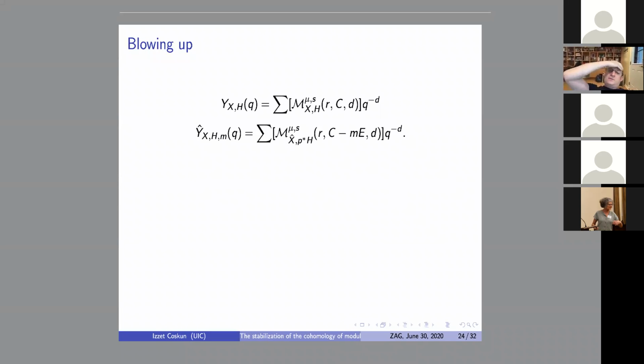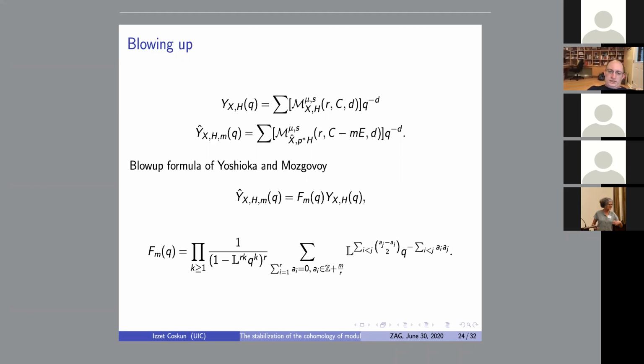Okay, so this is if you change the polarization. The next thing that you have to do is figure out what happens if you blow up the surface. So you can make these series for the surface and for the blow up of the surface. And then you get to choose different classes, like you can write the pullback of C minus M times the exceptional curve if you have a blow up. And then the next thing that you need to say is that there is a relation between the blown up series and the original series. And this relation is the blow up formula of Yoshioka and Moscovici.